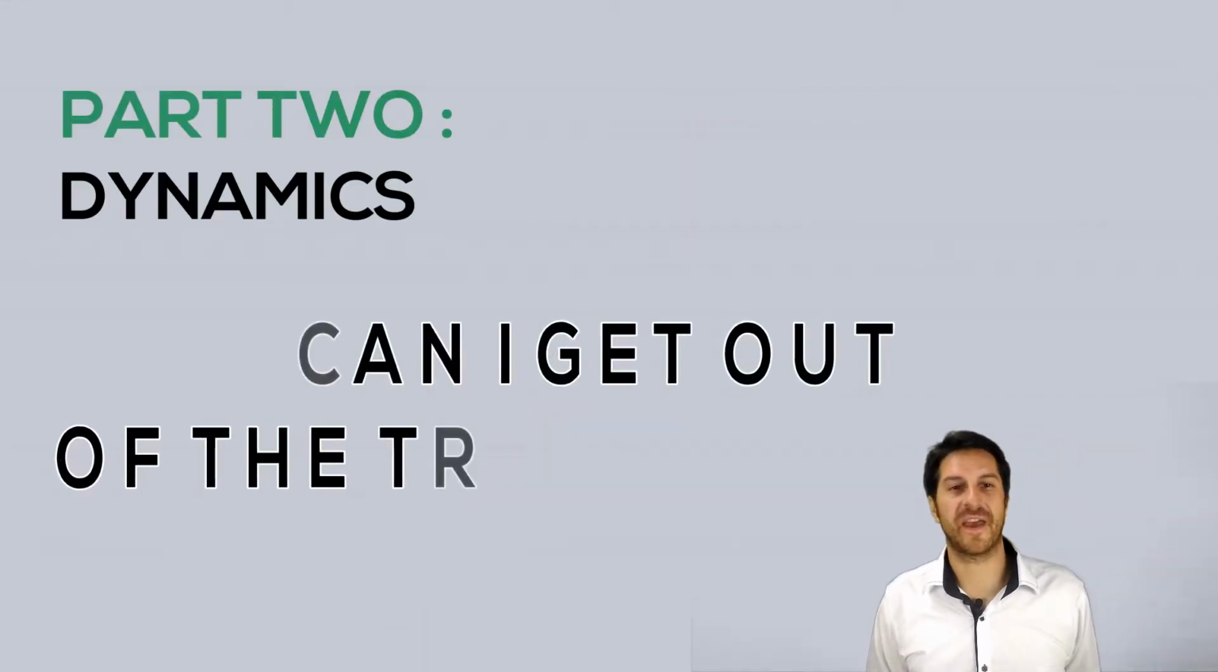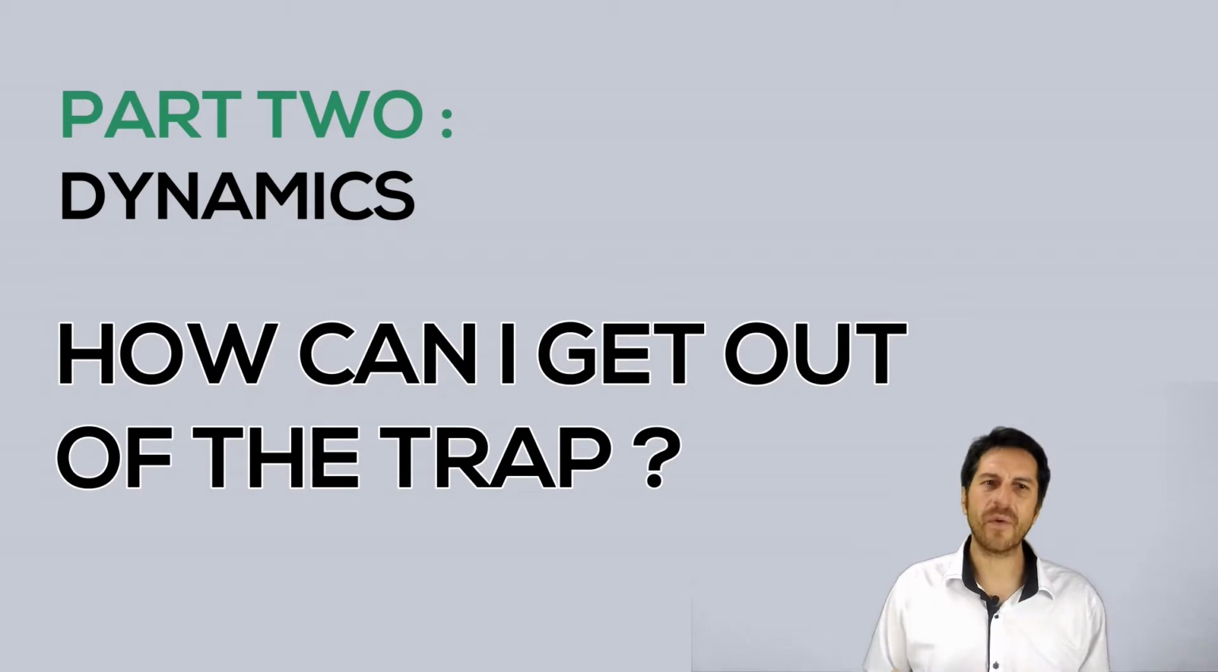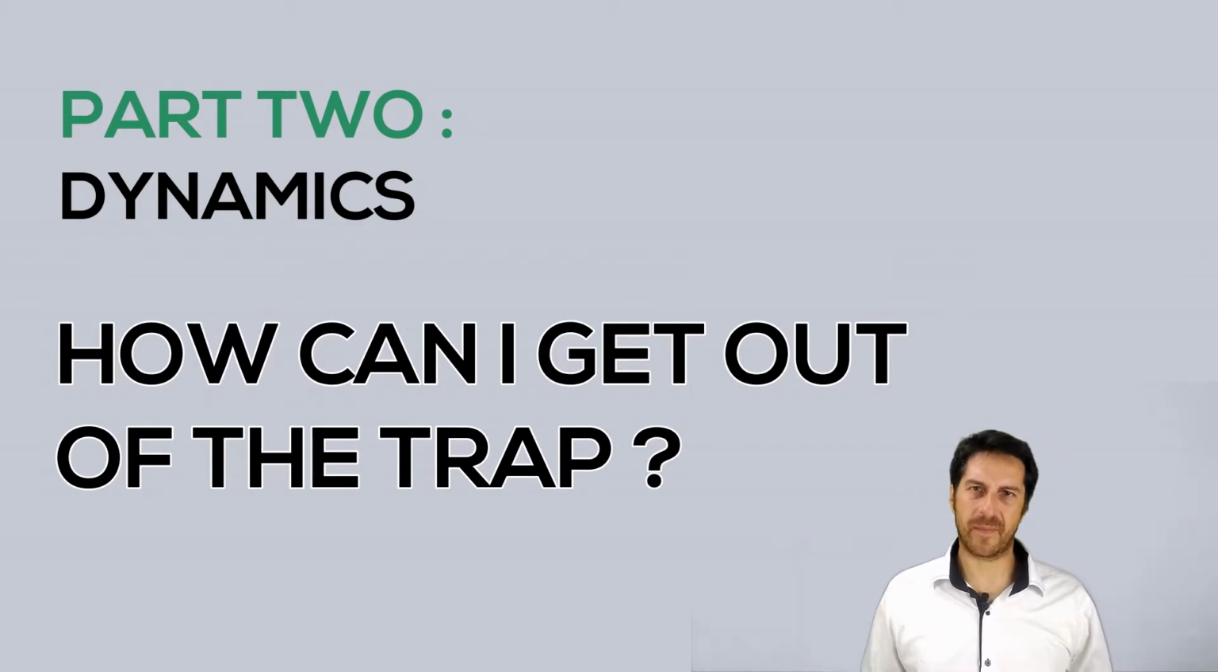The second part now is, how can I get out of the trap? Well, for that, it's like any trap. You can't get out of the trap if you don't understand how it works. How does the trap work? For example, if you think about a mouse trap, the mouse comes in, and most of the time she's dead, so she can't get out of it.